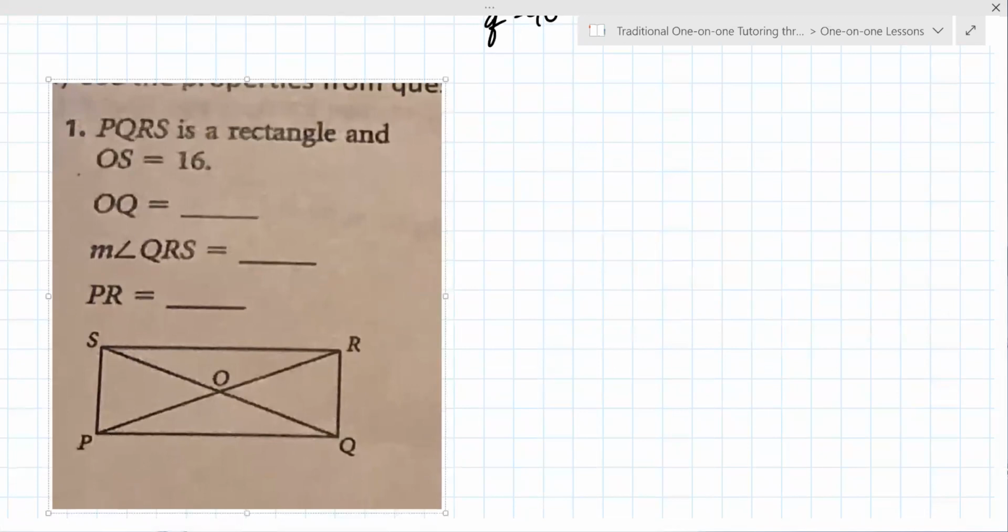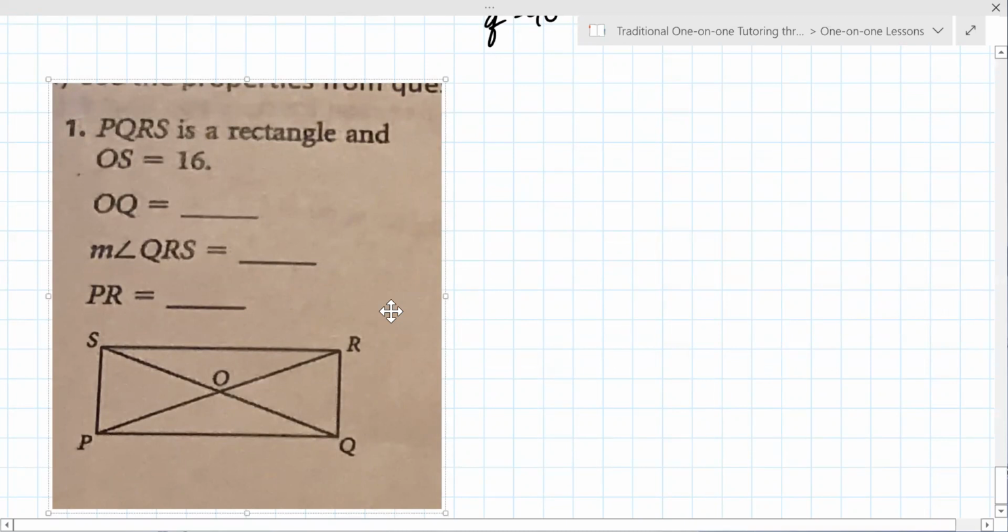Okay, PQRS is a rectangle. Sometimes they give you stuff you don't really want or need, but in this case, they're telling you O to S is 16. Would they just all be 16? Yes, because it's a rectangle. So that one's a no-brainer. Now from P to R, it's 16 and 16, which is 32.